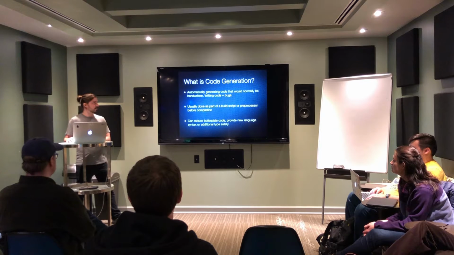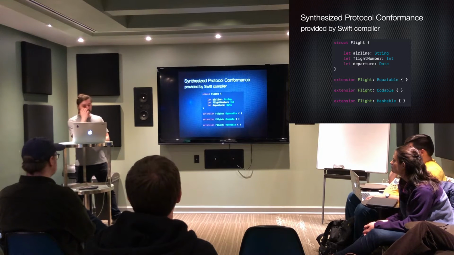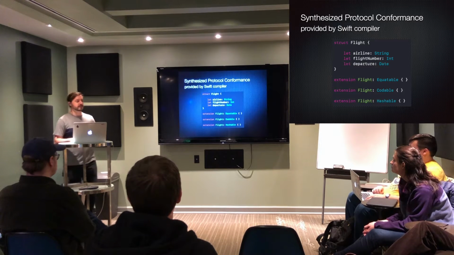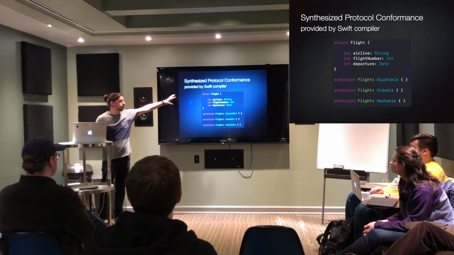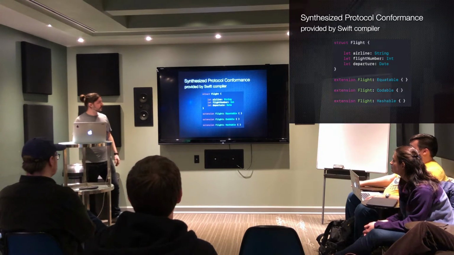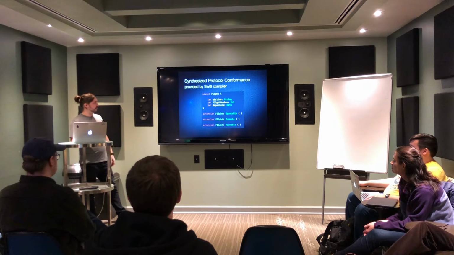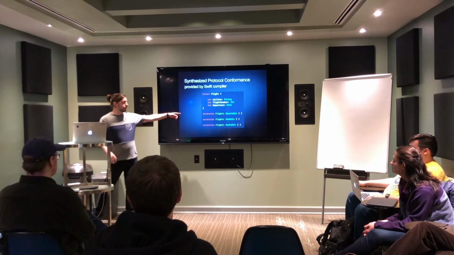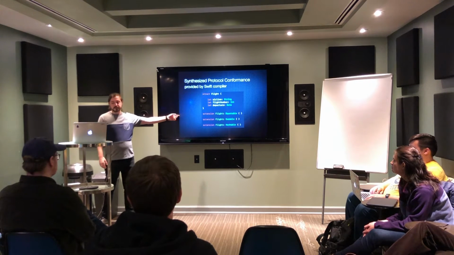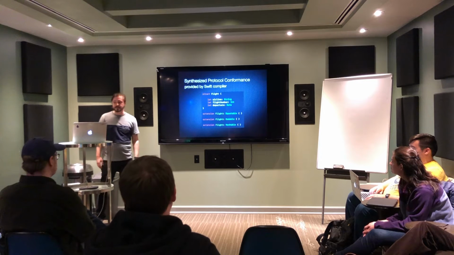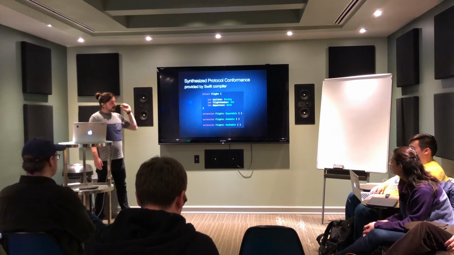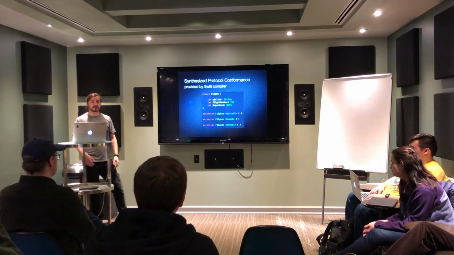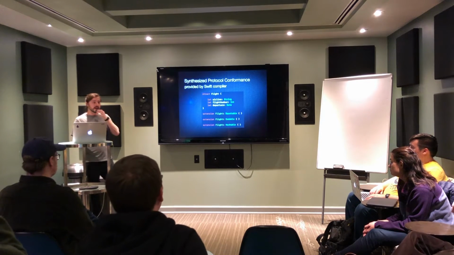We're going to start with something that you may already know about. I think we talked about this in a previous meetup, which is synthesized protocol conformance. This is a new thing in Swift 4, I want to say, but you see we have our struct here. Say this is an airplane flight. It's got an airline, a flight number, and a departure date, and we'd like to be able to compare these flights together and see if they're equal. We'd like to be able to do encoding and decoding, like from JSON, and then generate hash values for those flights. And with the latest version of the Swift compiler, you can just attach those protocols and it'll actually generate the implementations for you, which is really cool.